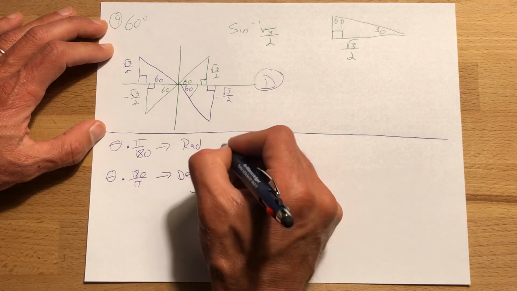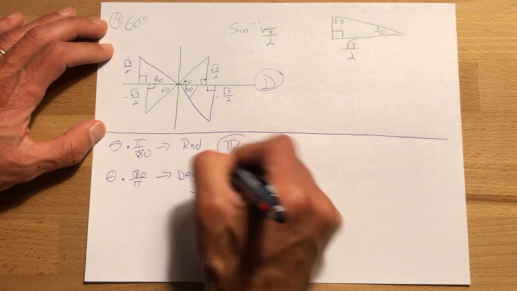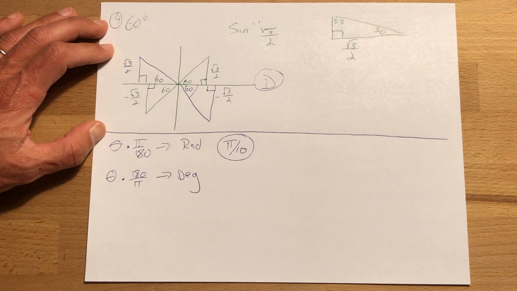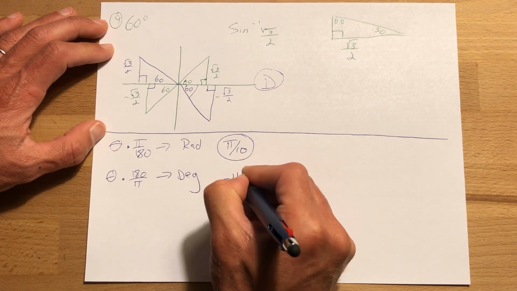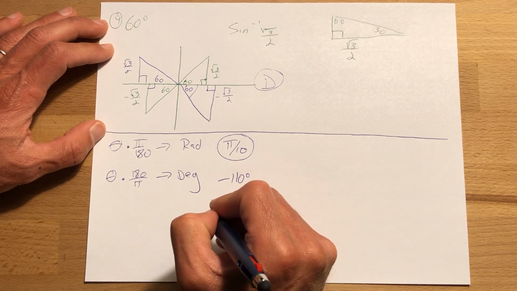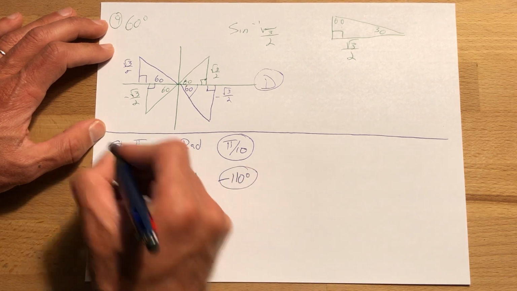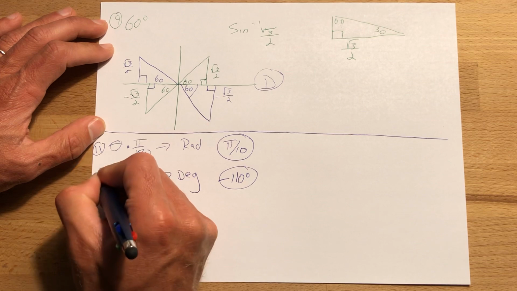Number 11 is pi over 10. I'm not going to do the math, it's super simple. I'm just going to do this for saving time. And this is negative 110 because it's originally negative 11 pi over 18. This is 11 and 12.